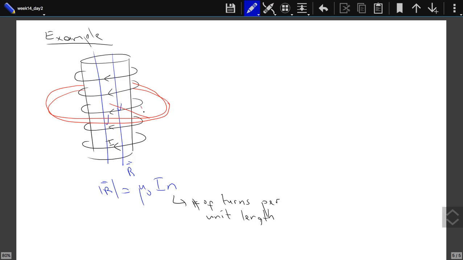With radius, let's assume R. The radius of the solenoid is R1, the radius of the outer ring is R2. So what is their mutual inductance?